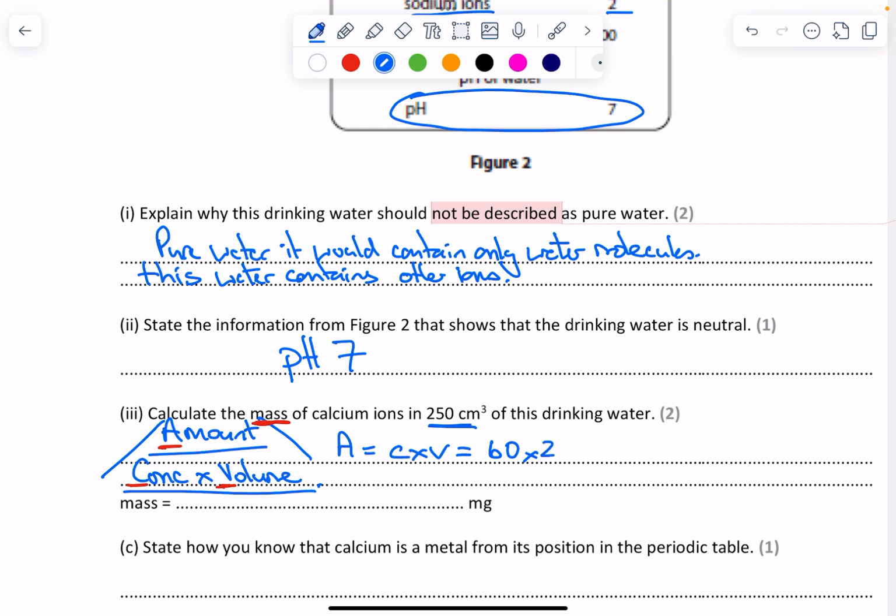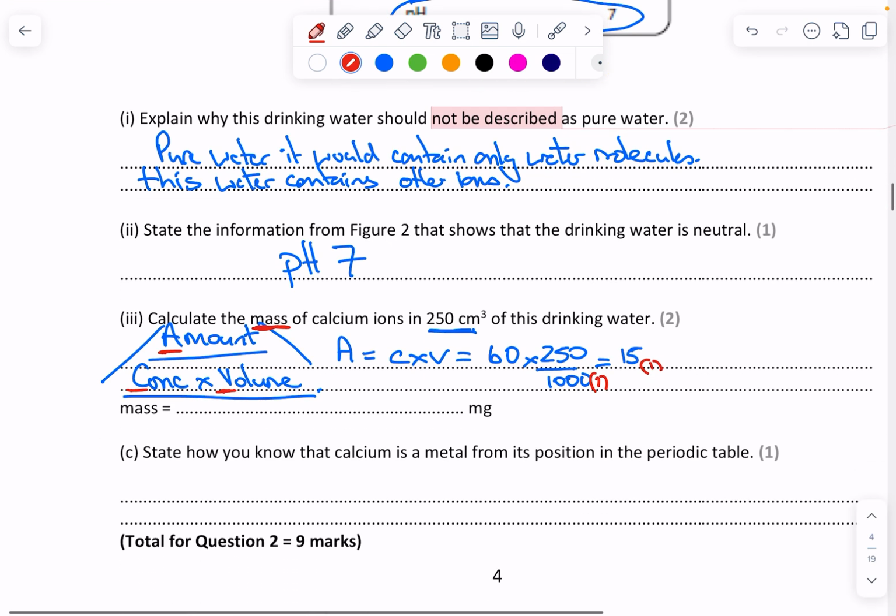I'm going to times it by the volume, so the volume is 250, but it's centimeters cubed, so I have to divide that by 1,000 in order to convert that to the right units, and therefore the mass is going to be, when you work that out on your calculator, 15. You're going to get 1 mark for doing the working out here, and then 1 mark for your final answer.